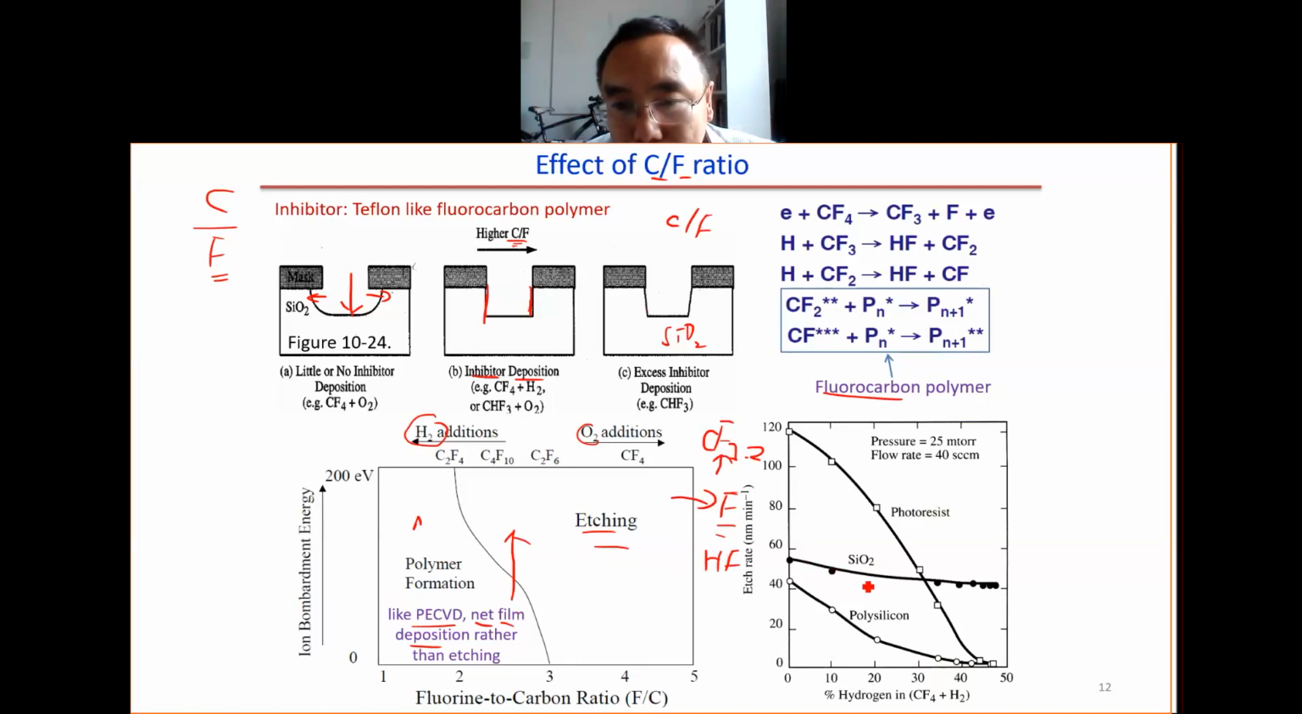Here you can see this graph. For silicon oxide, when we have more hydrogen, that means we move to the left side. The etching rate of silicon oxide gets slower, but not too much, because the oxygen in the silicon oxide will burn away the hydrogen. But for silicon, the etching rate gets much lower. And here we get a very high selectivity between silicon oxide and silicon. So silicon etching is very slow, but oxide etching is still okay. The resist is the same thing. When we have too much hydrogen, the resist etching will also get very slow.